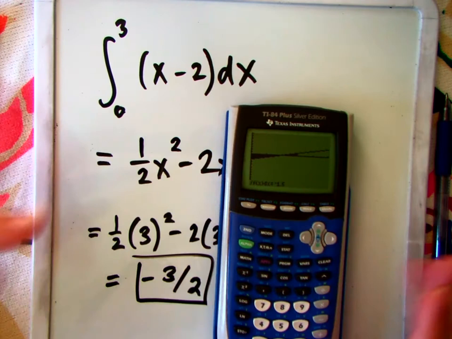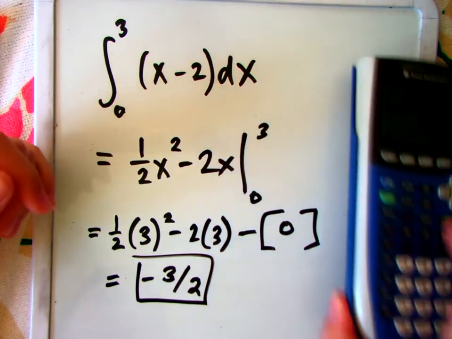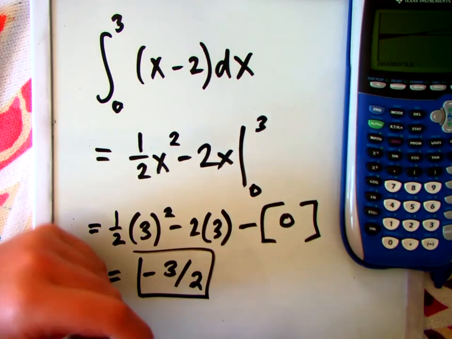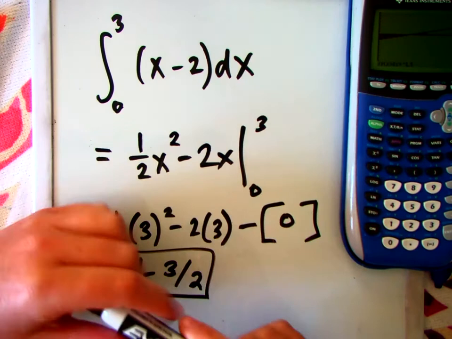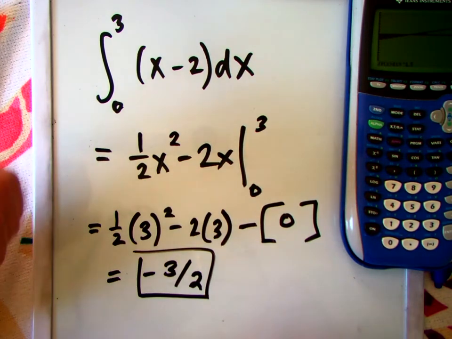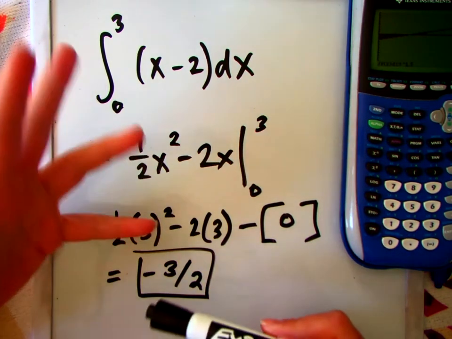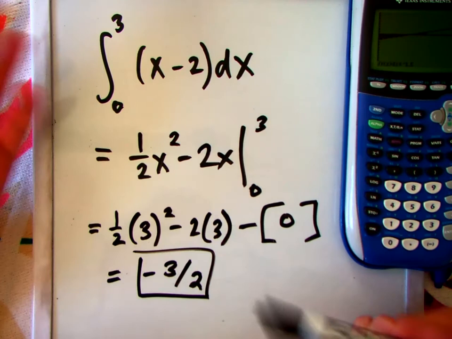So just a quick review about exactly what we're doing. So the hard part about these is the anti-deriving, because sometimes we get a little bit confused on the rules. So all we're doing to find the area under the curve is exactly these steps.